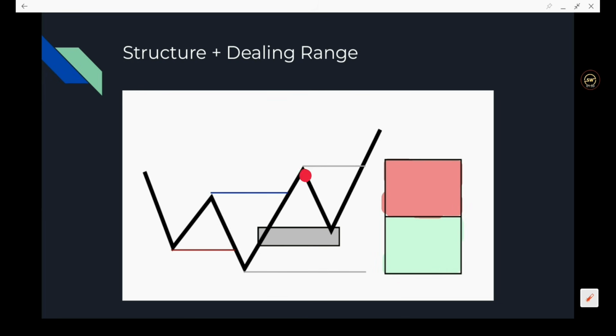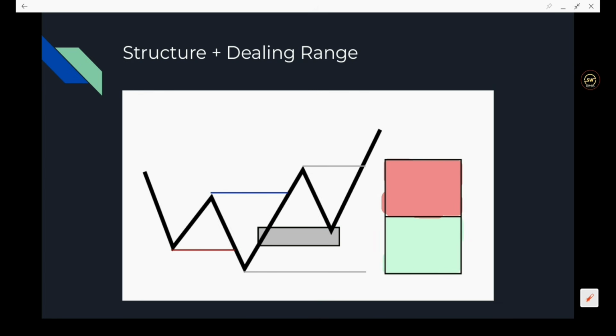And then we identify our dealing range when we break a low and we break a high. From this low here to this high, this is our dealing range. And when we pull back into the dealing range, we want to pull back to discount in this case, or if we were bearish, we would want to pull back to premium. So here we have the high and the low, and this is the 50%, which is equilibrium.